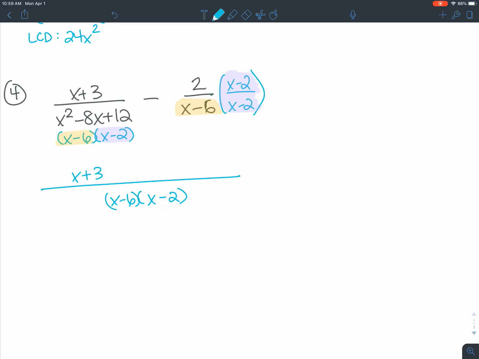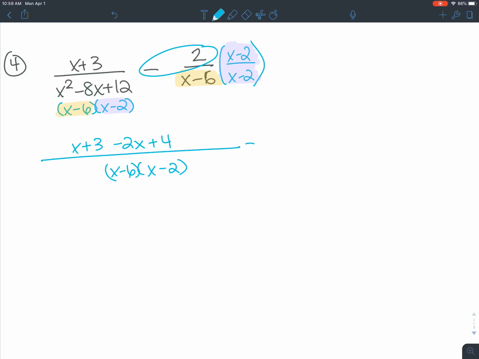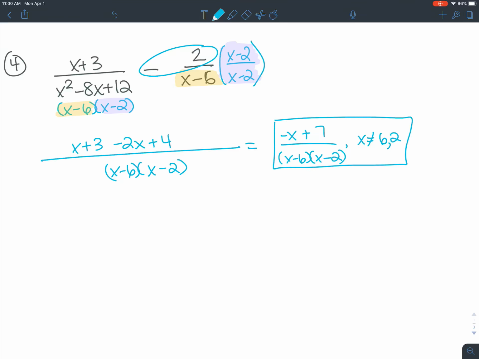And then I'm going to say that this is a negative 2. So negative 2 times x is negative 2x. And negative 2 times negative 2 is positive 4. Okay, so this would combine. We have x minus 2x is negative x. 3 plus 4 is 7. And x minus 6, x minus 2. Again, polynomials can't reduce unless they are identical, so I'm just going to state x cannot be 6 or 2.